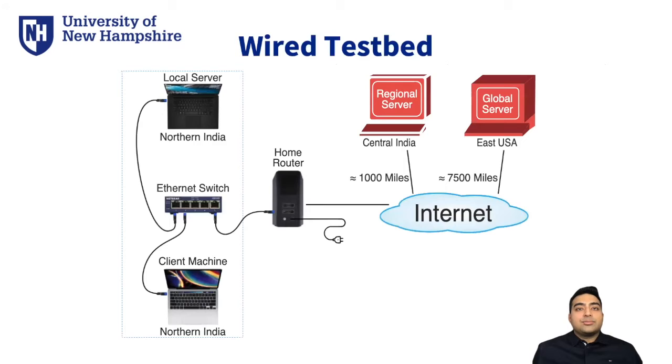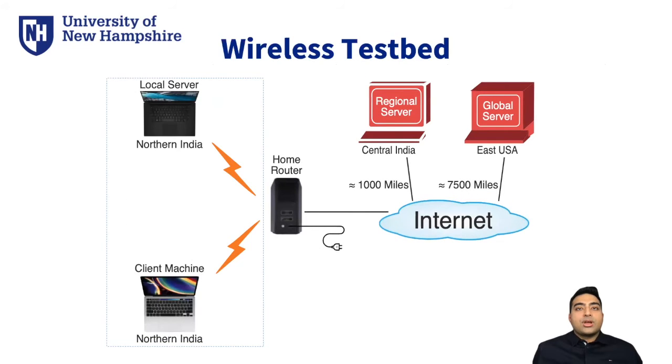In the wired setup, the client, local server, and wireless router are connected using a wired gigabit Ethernet switch. The left side of the figure shows how it is connected in the wired setup. Now we look at the wireless testbed. Whereas in the case of the wireless setup, the client and local server are connected using the wireless router. Here also we can see on the left side of the figure how it looks in the wireless setup.